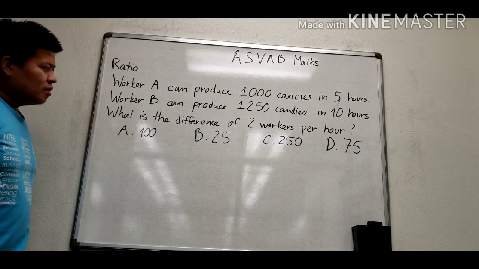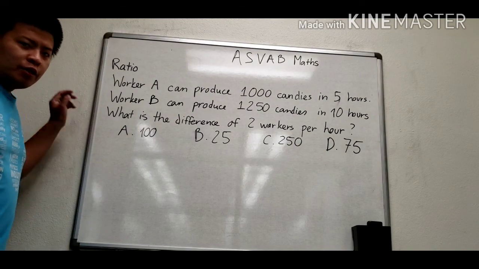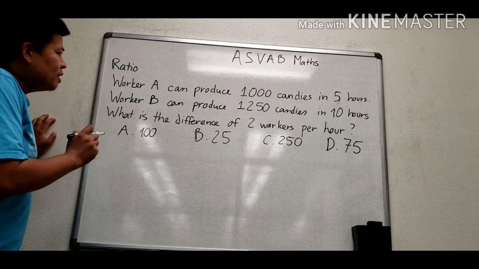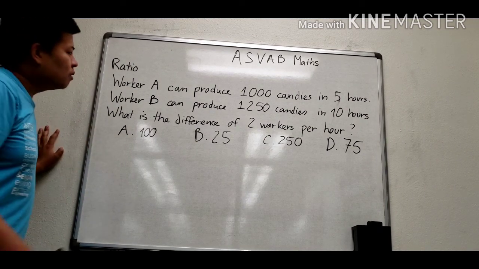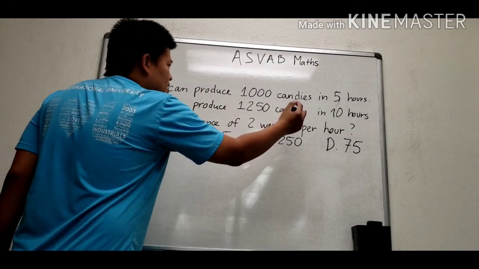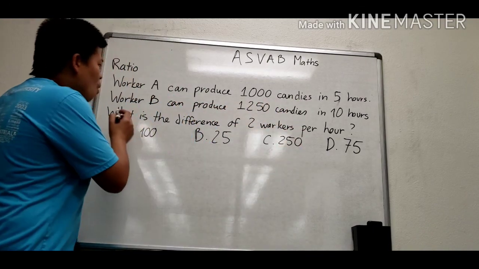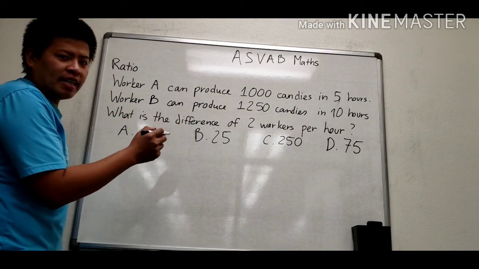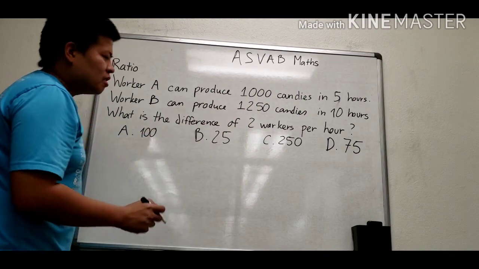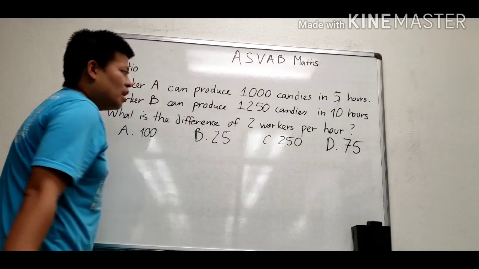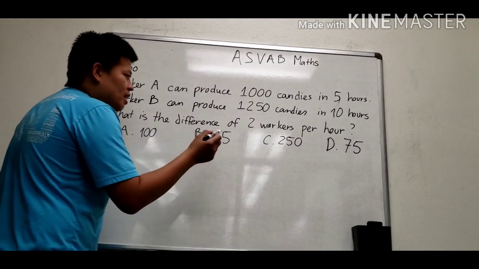Hello everybody. So the next one is about ratio. I will show a real example of how to do the ratio. Worker A can produce 1,000 candies in 5 hours. Worker B can produce 1,250 candies in 10 hours. What is the difference between the two workers per hour? We have A, B, C, D.